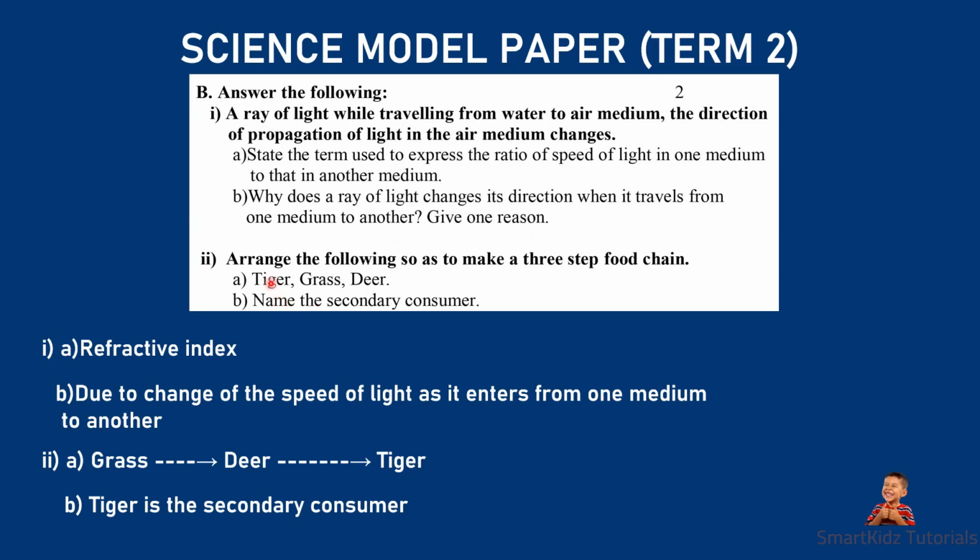Okay. Question 3b2. Arrange the following so as to make a 3-step food chain. So we have tiger, grass, and deer. So we begin with the producer, which is grass, which produces its own food using sunlight. And grass is consumed by the primary consumer, which is deer, and deer is consumed by the secondary consumer, which is tiger. The next question says name the secondary consumer. So tiger is the secondary consumer in this food chain.